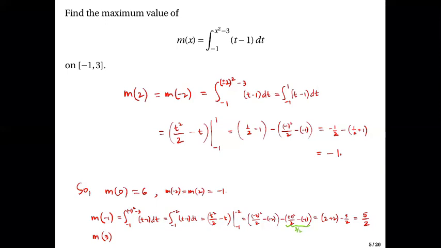So, a correction. Oh yeah, you are right. I got negative 1 for m of 2 and m of negative 2, but it should be negative 2. Thank you for that. So it's negative 1/2 minus 3/2, which is negative 2.